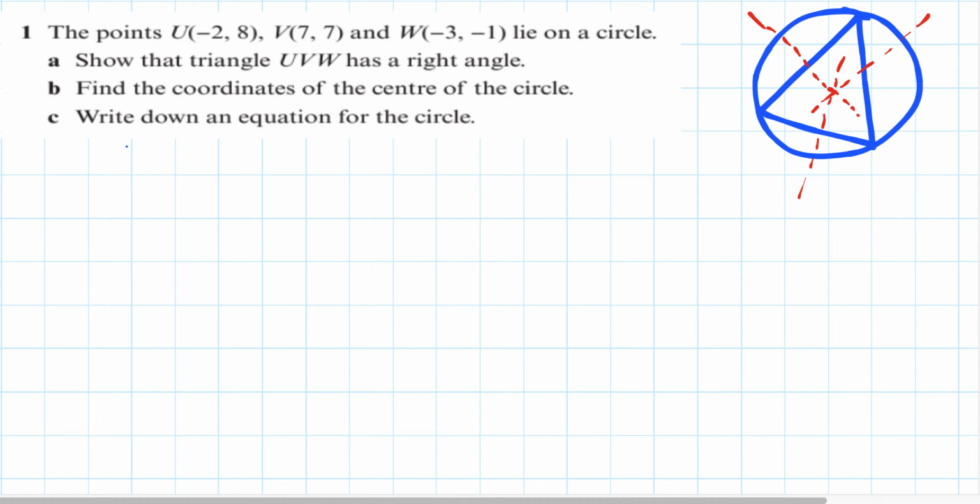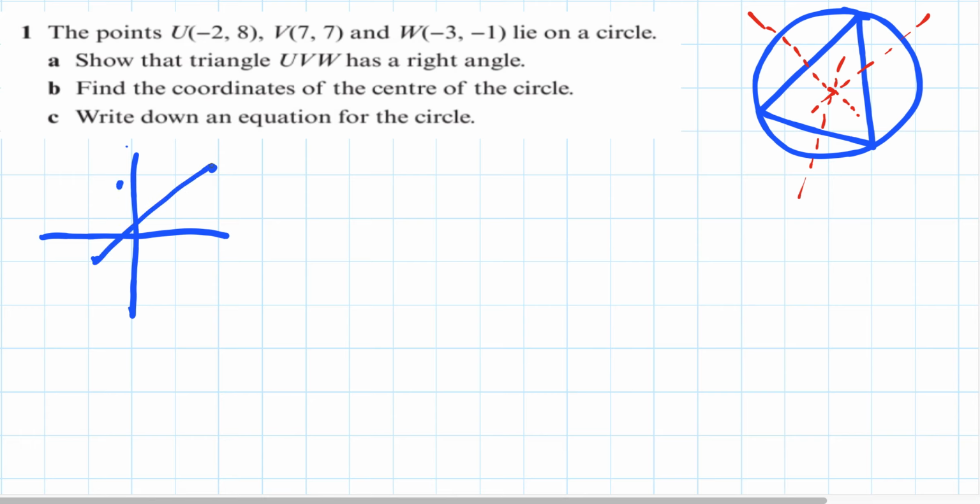So let's start with the first question. The points U, V, W lie on the circle. Show that the triangle UVW has a right angle. So let me quickly draw a quick sketch. Let's say we have a circle. Let's do the points first. So 7, 7, let's say it's going to be up here, -3, -1 down here, and -2, 8 will be up here.